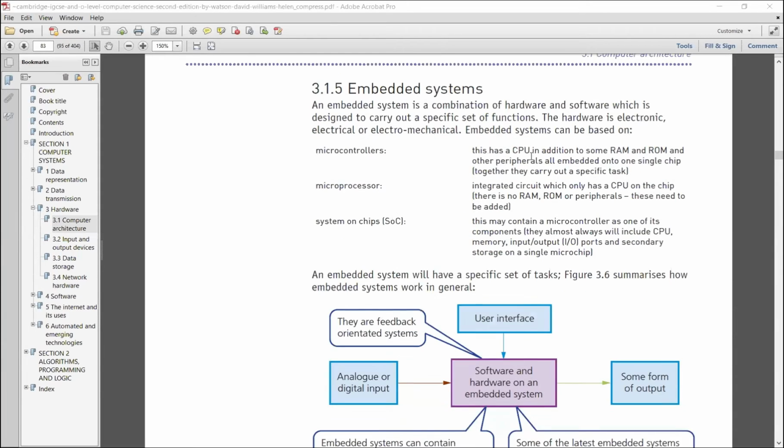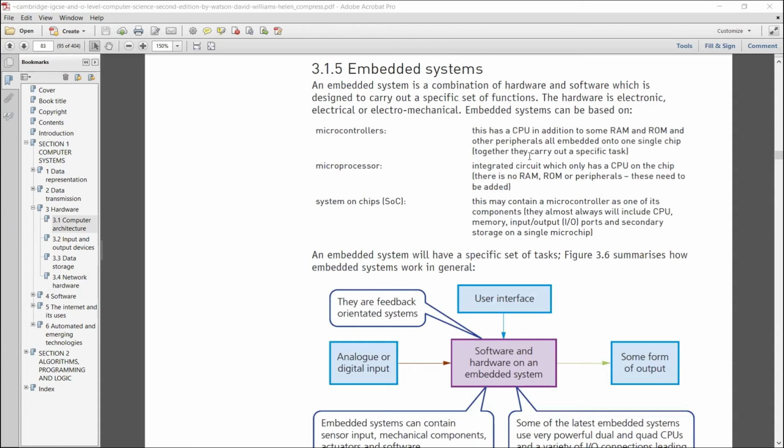Now, moving on to a very important thing, the embedded system. By the way, what kind of questions can come regarding embedded system? Firstly, what is an embedded system? Do you know what is an embedded system? Something that is a combination of hardware and software which is there to carry out a specific set of functions.